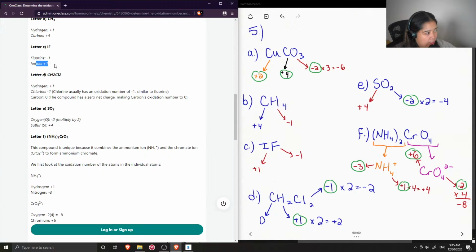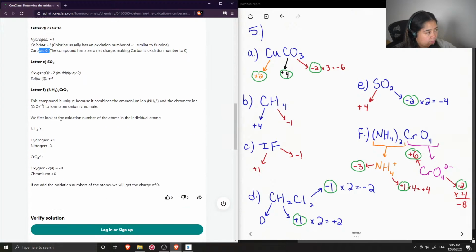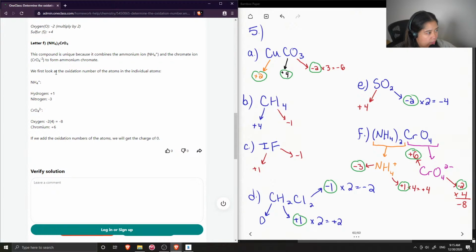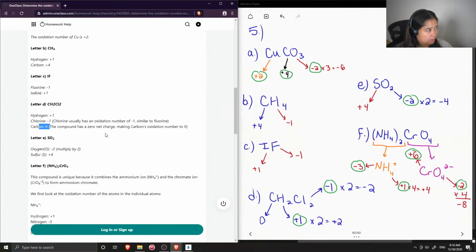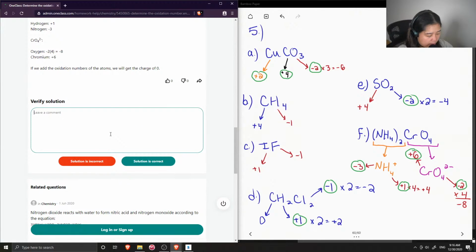-1 for fluorine, iodine +1, hydrogen +1, fluorine -1, carbon in this case would be 0. Oxygen is -2, sulfur's +4. And then they separated the last compound into their individual ions and got +1 for hydrogen, -3 for nitrogen, -8 for oxygen, and then +6 for chromium. Yep, so this solution is correct.